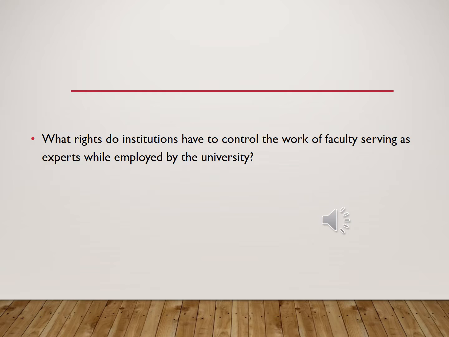Public education must manage academic freedoms based on the history of the professor, the ethical responsibility, and academic responsibility, while a private-based institution can put within their contractual agreement what actually occurs in the relationship between teacher and institution, and answer the question a lot clearer of the rights that institutions have to control the work of faculty serving as experts while employed by the university. Again, this is managed by an external context.